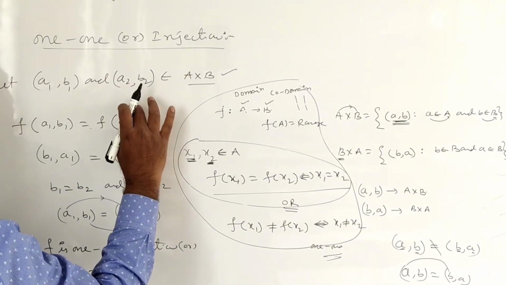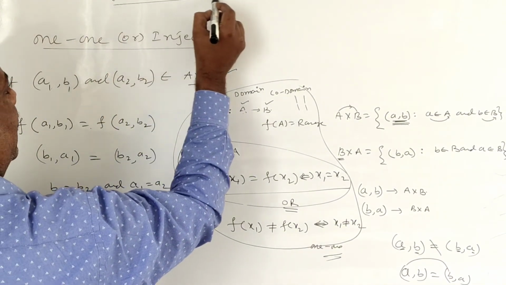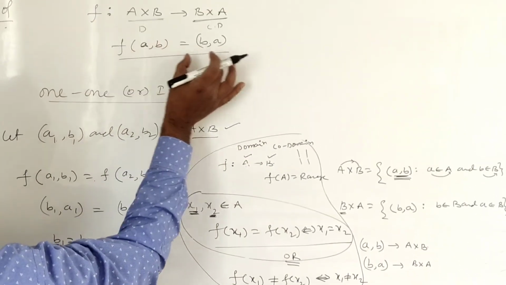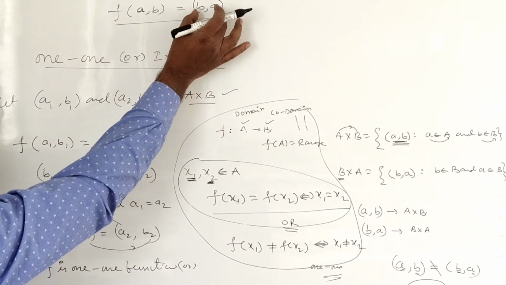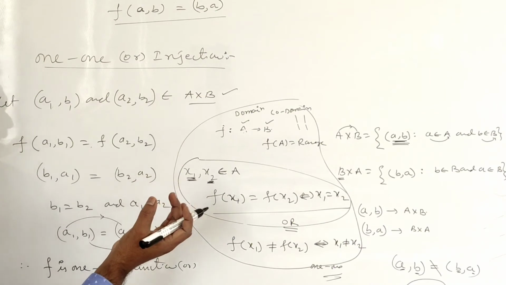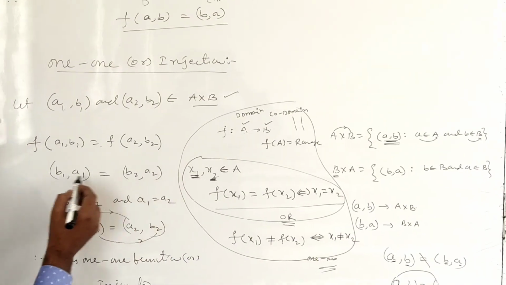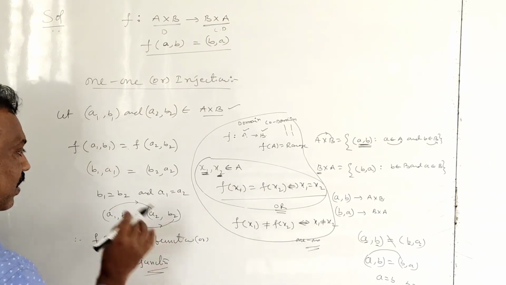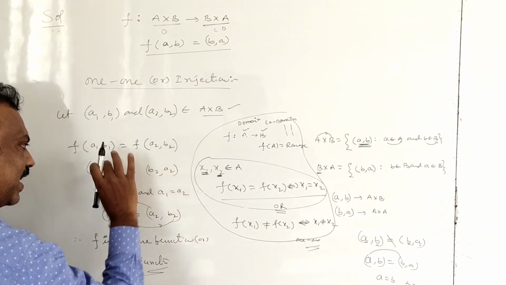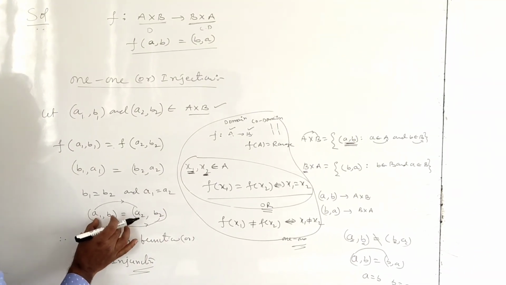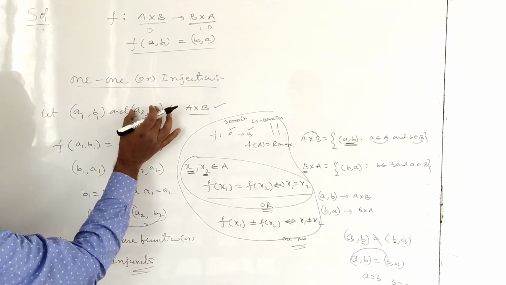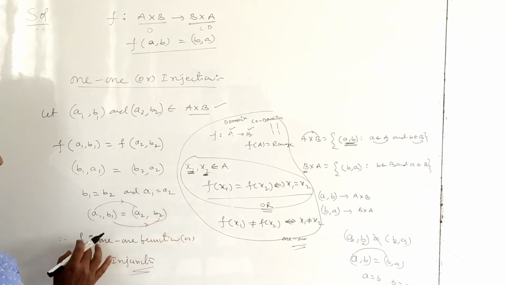If f of x1 is equal to f of x2, in the problem one more condition is given: f of AB is equal to the ordered pair BA. So f of A1 B1 is B1 A1 according to this rule, and f of A2 B2 is B2 A2. Generally, two ordered pairs are equal if and only if the first coordinate is equal to the first coordinate and the second is equal to the second. So A1 B1 must be equal to A2 B2. A1 B1 is nothing but x1, A2 B2 is nothing but x2. So we got x1 is equal to x2. So f is a 1-1 function or injection.